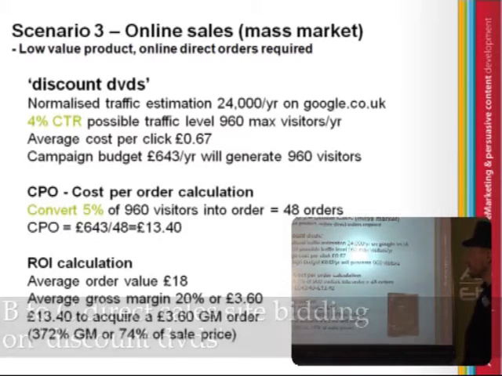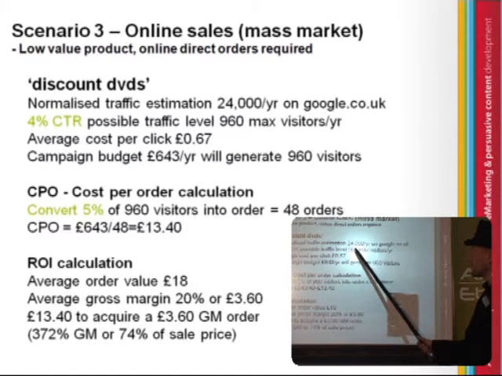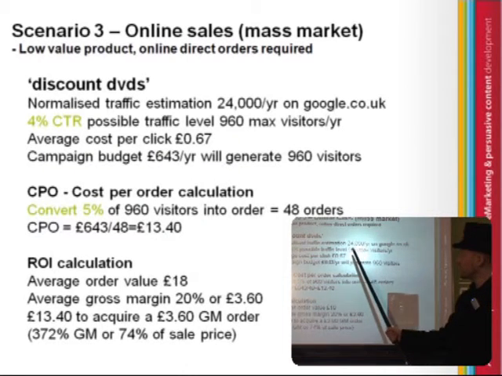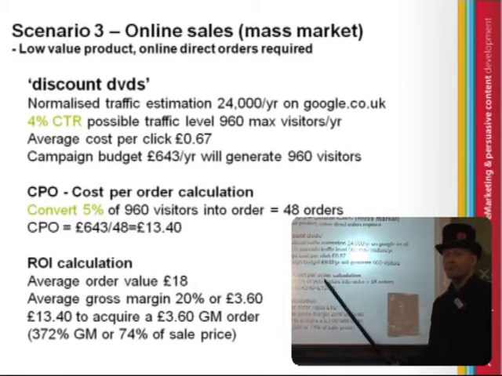4% of click-throughs of those 24,000 will give you 960 visitors to your website. So 960 exposures to sell them potentially at this. At 67p, your budget of £643 will get you 960 visitors. Okay, this is where it starts to run into trouble a little bit.